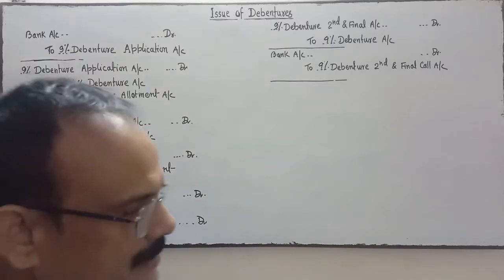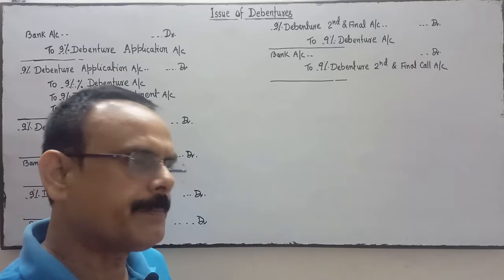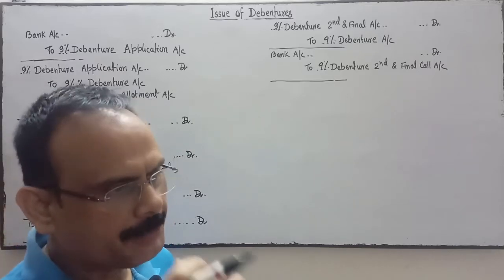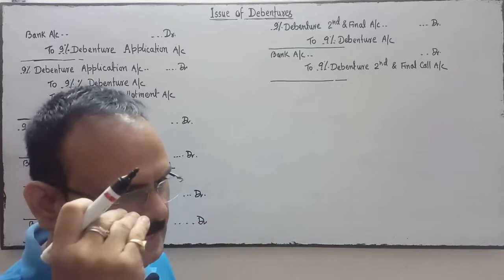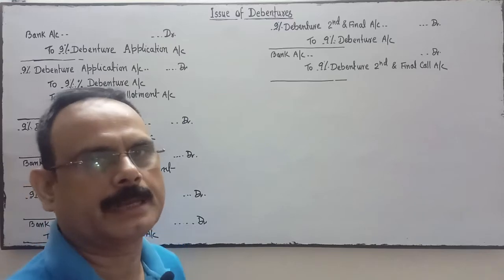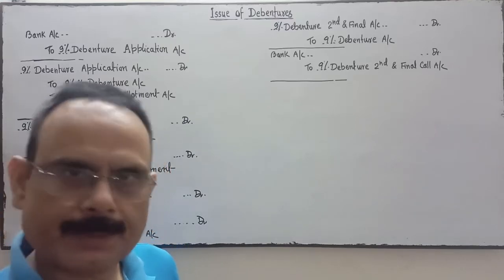So entry-wise, if you know the entry of shares, it means we can easily pass the entry for the issue of debenture. Similarly, if you know the entry for shares, then we can easily do the entry for preference share capital.